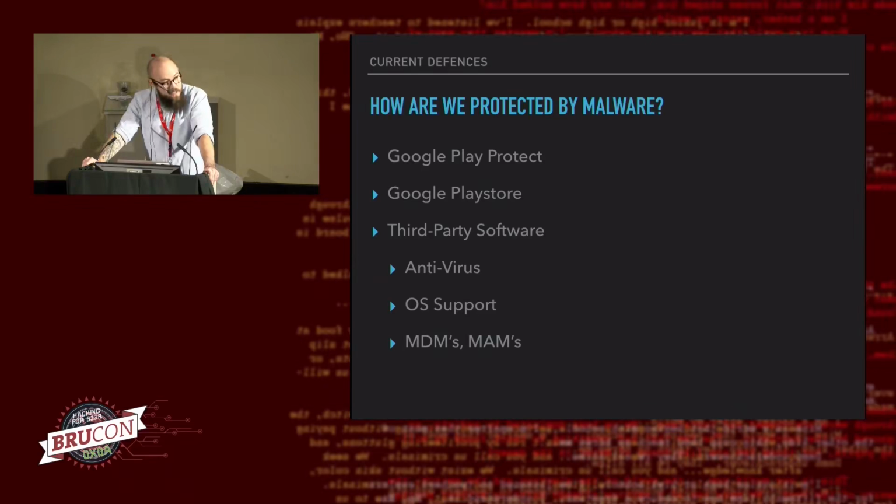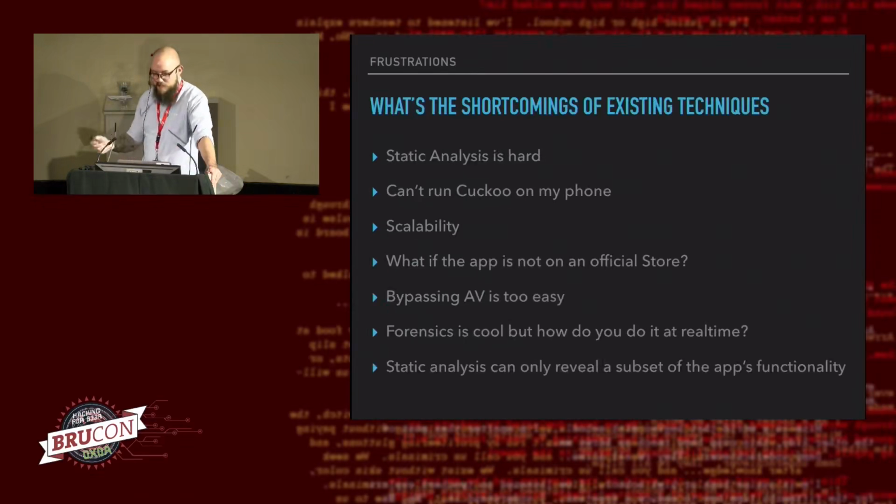Then there's some OS support. A lot of the operating systems out there that modify the Android operating system try to implement some mechanisms to prevent malware. Android's got this by default, things like SELinux. Then you've got your MDMs and your MAMs, which can try to limit what users are installing and enforce profiles and passwords and all of that. So those are some of the ways that we're trying to protect ourselves from malware.